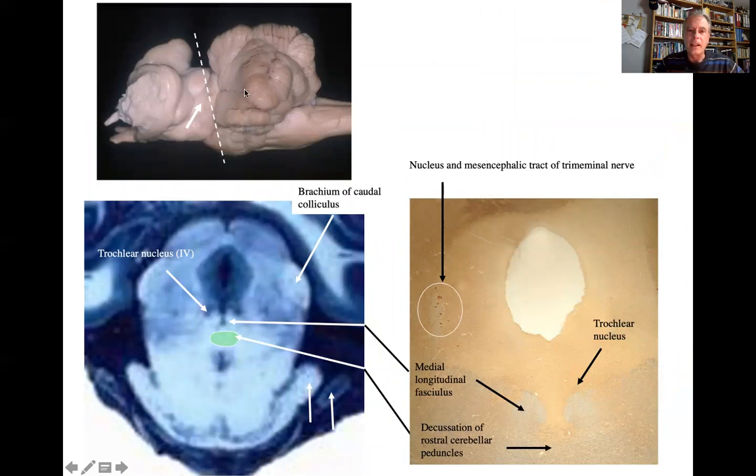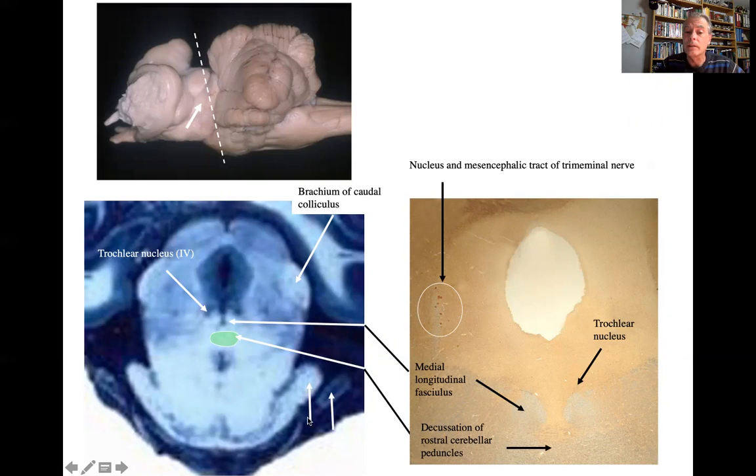So again, as we move, this section was done at this level. Okay, it's not perpendicular, right? So what do we see? On top, we see the rostral colliculi, right? Rostral colliculi of the mesencephalon. We see the mesencephalic aqueduct and the periaqueductal gray matter. And ventrally, we are cutting the pons, right? The pons.